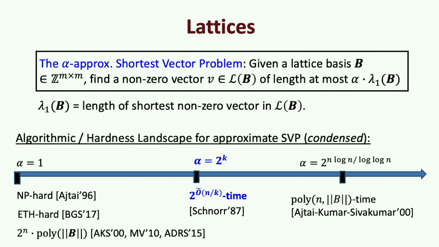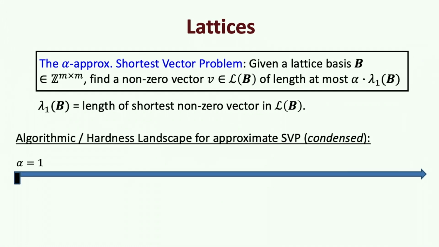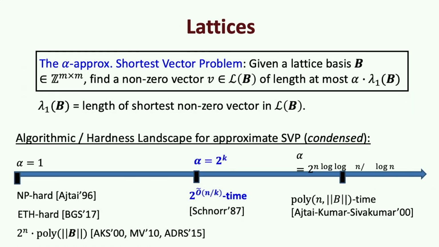B is still the basis. B is a given basis for the lattice. And so actually, that cannot be correct, right? It's 2 to the n log n over log n, but OK, fine. N is the dimension of the lattice, yeah.